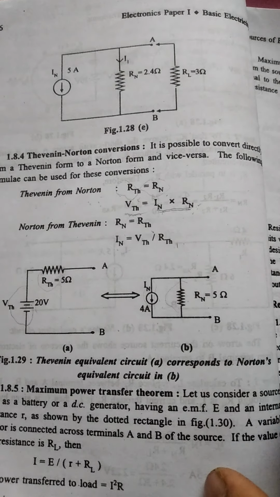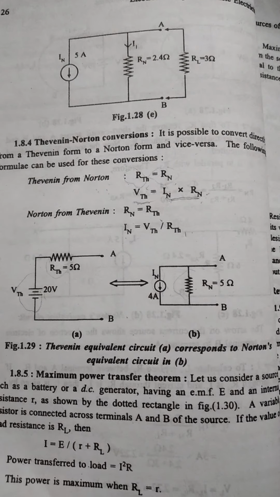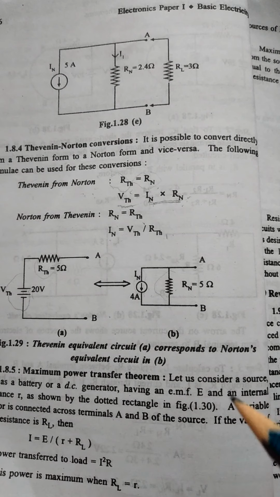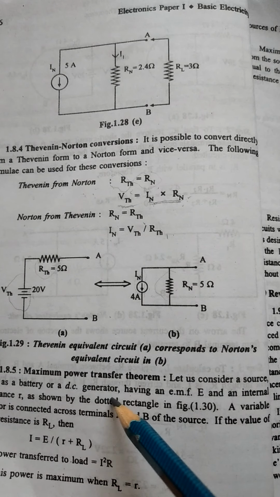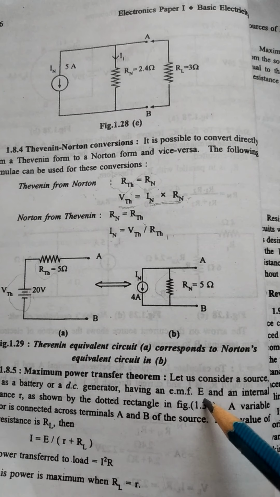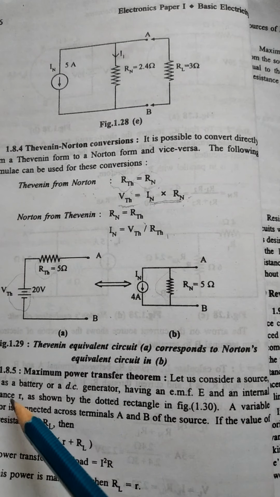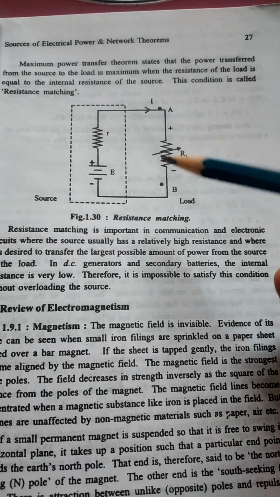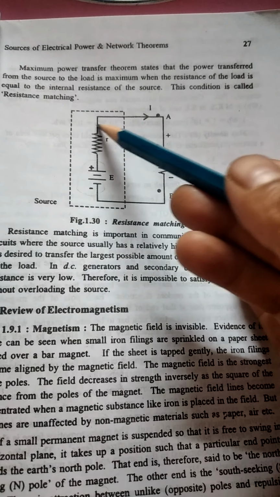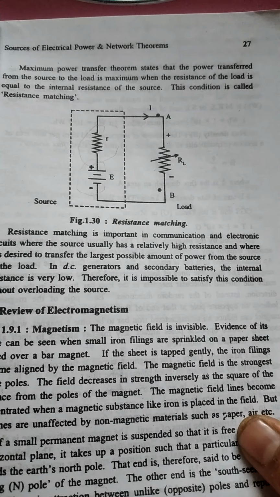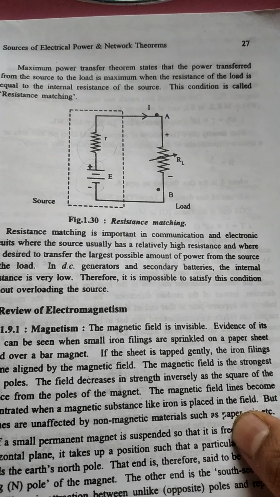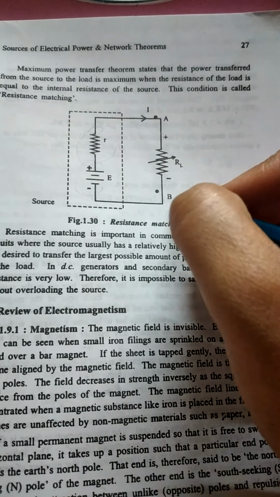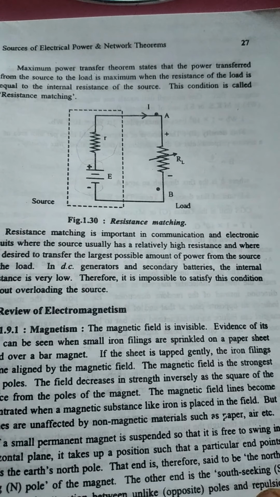Okay, fine. Next we have to see the maximum power transfer theorem. Let's consider a source such as a battery or DC generator having an EMF E and an internal resistance r, as shown in the dotted rectangle. A variable resistor, meaning the load resistor, is connected across terminals A and B.